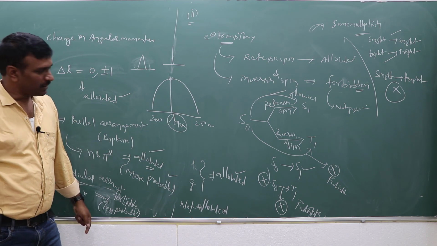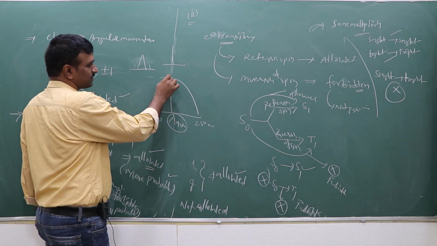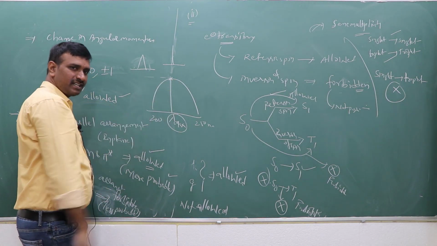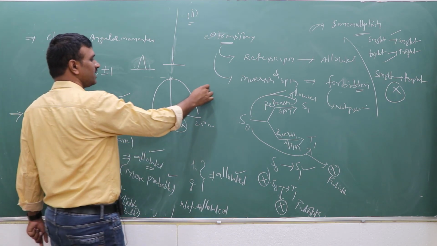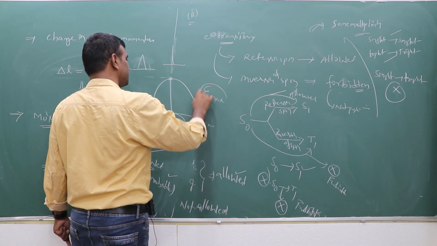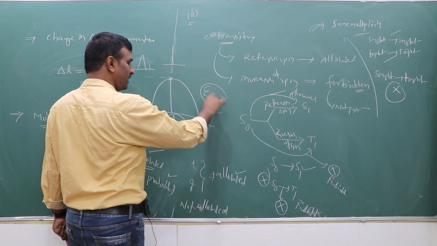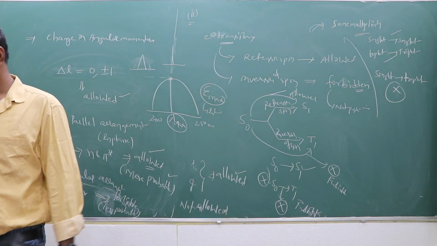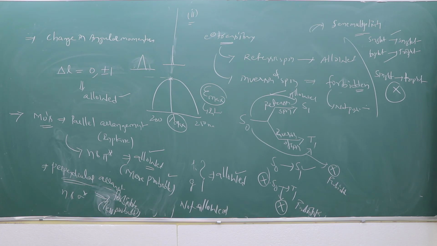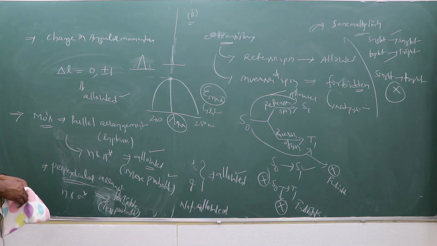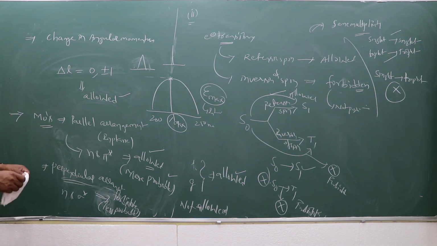This is the lambda maximum. Now the intensity: how much height the band has is measured by epsilon maximum. Epsilon maximum measures the intensity of the band. Position is lambda maximum and intensity is epsilon maximum. This is one of the criteria according to the molecular orbitals, the selection rule.